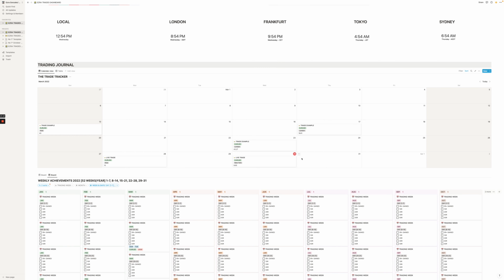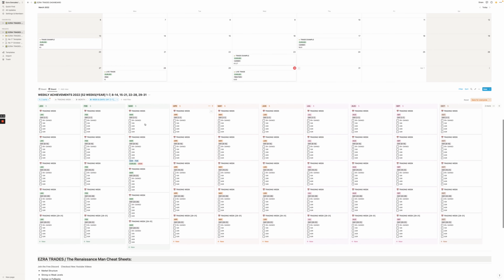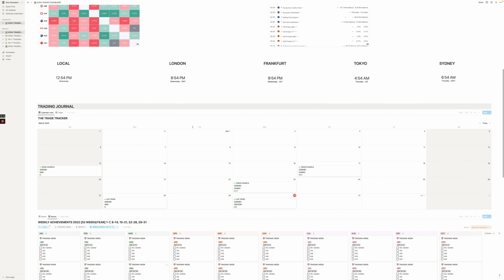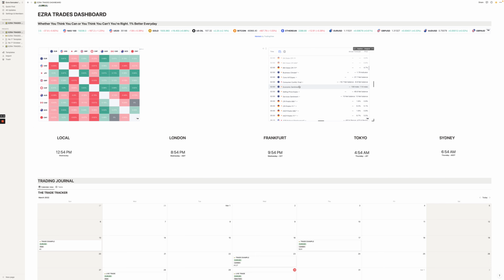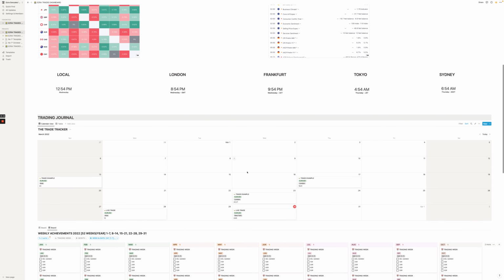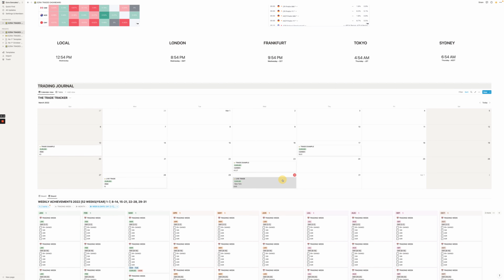Oh, sorry, the other thing is I forgot. So I have this system here. This is an addition to basically this. So you have the whole economic calendar, heat map. You have the trade tracking system that I've built here. Every time you're going to record a trade, how do you record a trade?